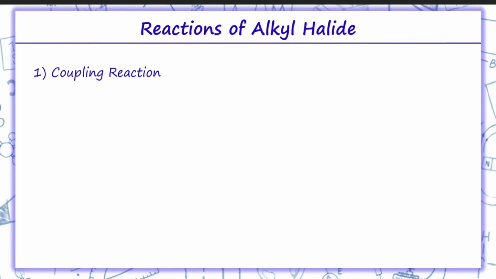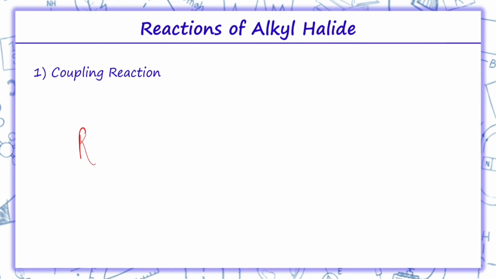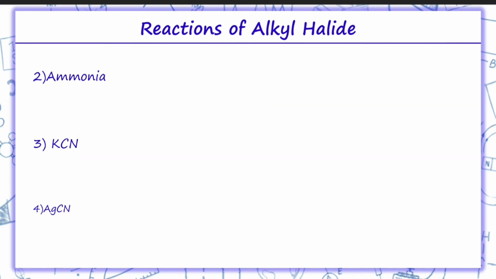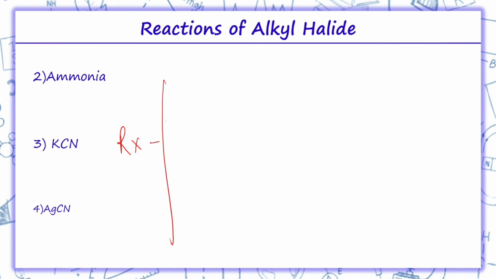So, starting with coupling reaction, alkyl halides. Coupling reaction is a reaction in which alkyl halides react with metals. So RX reacts with metal, that is sodium, in presence of dry ether. Here we get RR. So, alkanes are prepared. Similarly, if we take magnesium over here, RMgX, that is Grignard reagent, will be prepared. Next is alkyl halides reacting with ammonia.